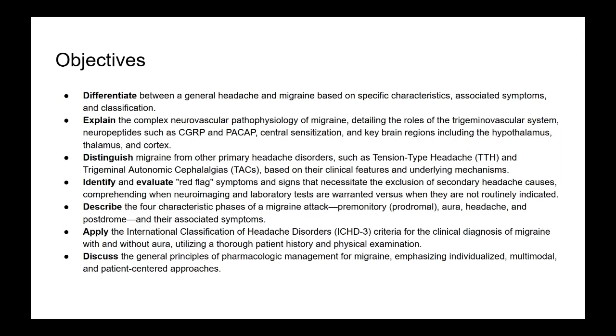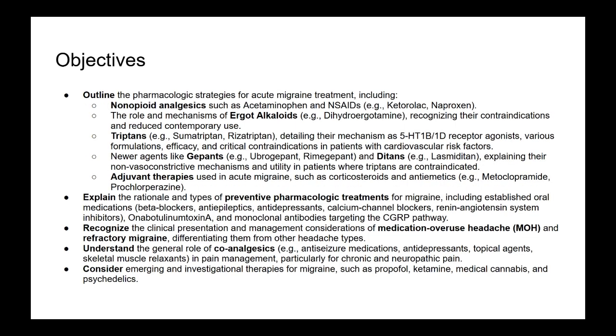Furthermore, you will learn to describe the 4 characteristic phases of a migraine attack, which include the premonitory or prodromal phase, aura, headache, and postdrome, along with their associated symptoms. Applying the International Classification of Headache Disorders criteria for the clinical diagnosis of migraine with and without aura will be emphasized through thorough patient history and physical examination. The principles of pharmacological management for migraine will be discussed, highlighting personalized, multimodal, and patient-centered approaches.